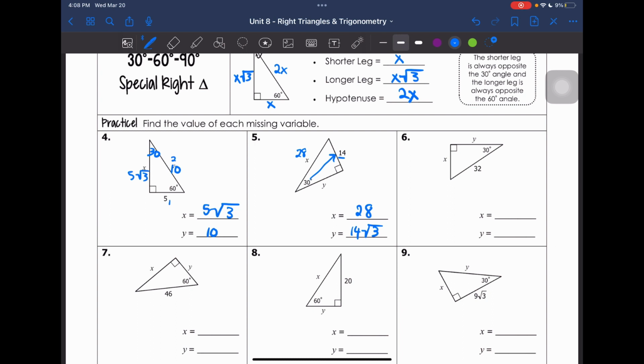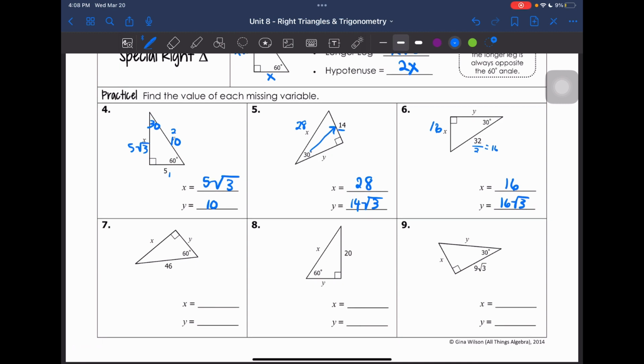Okay, number 6 is also a 30, 60, 90 triangle, but this time, instead of giving us one of the legs, they're giving us the hypotenuse. So how can we work backwards to find out what the legs are? Well, if I know that the hypotenuse is just double the shorter leg, if I can take this 32 and divide that by 2, that's going to be what my shorter leg is. 32 divided by 2 is 16, so that's 16. And then my longer leg is just whatever my shorter leg is, and then with the root 3 at the end. So y is going to be 16 root 3.